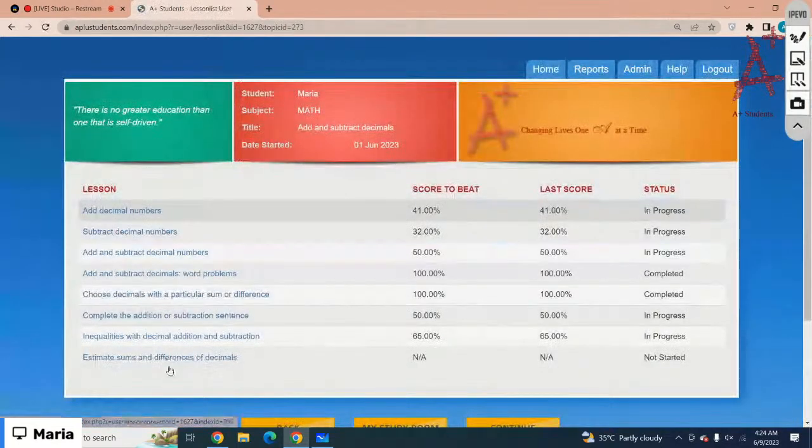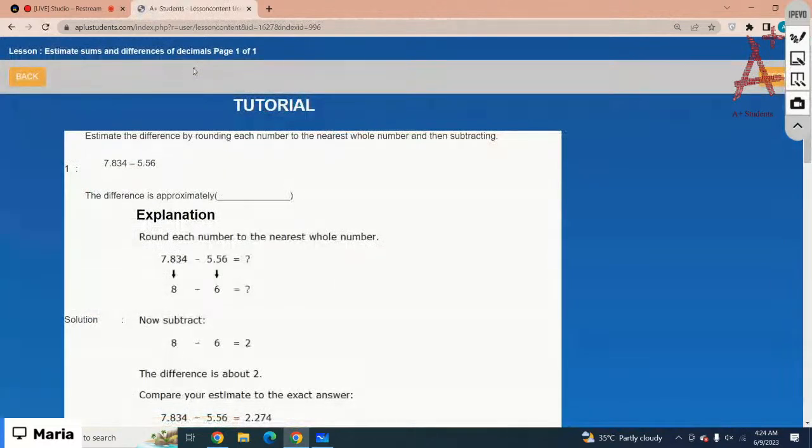And the next lesson is estimate sums and differences of decimals. You just have to estimate the difference by rounding each number to the nearest whole number and then subtract. So first you have to round off the numbers to the nearest whole number and then you have to subtract. Like the first number is 7.834 and 5.56.